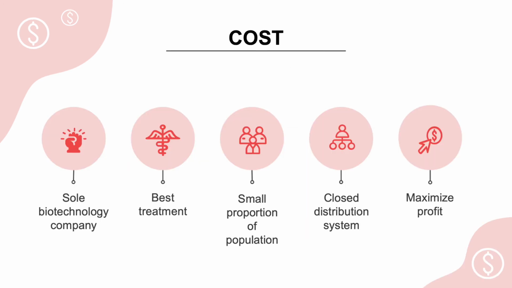This price reflects 5 central elements that pharmaceutical companies use when deciding high costs. First, this medication is developed by one sole biotechnology company. Second, Spinraza is considered the best treatment available for SMA. Third, the medication is only necessary for a small proportion of the population, often discouraging rivals to develop competing treatments. And fourth, the drugs are sold through a closed distribution system. Finally, pharmaceutical companies aim to maximize profits.